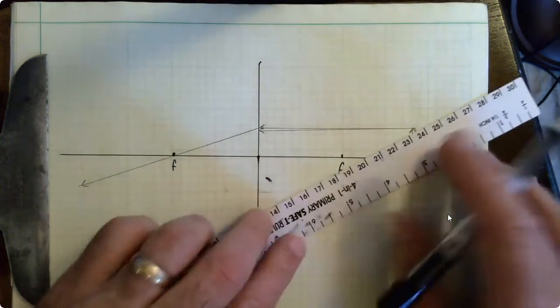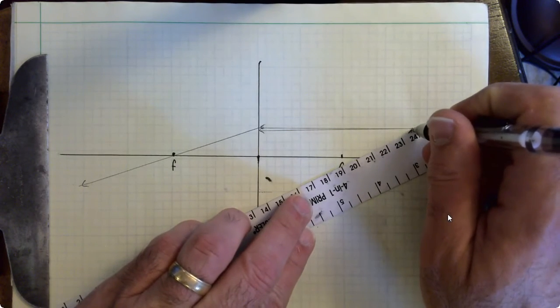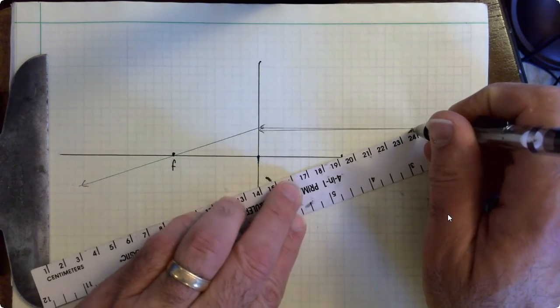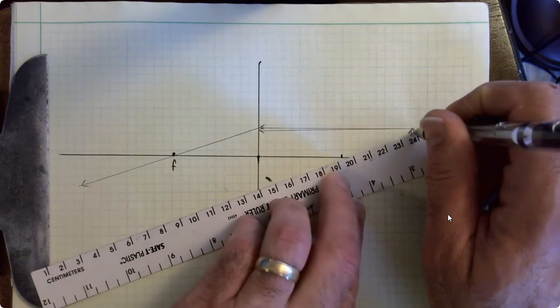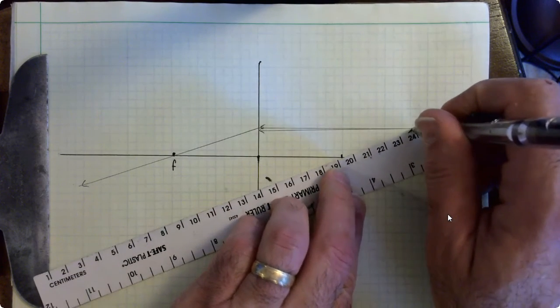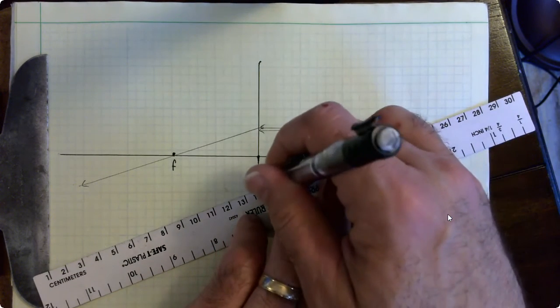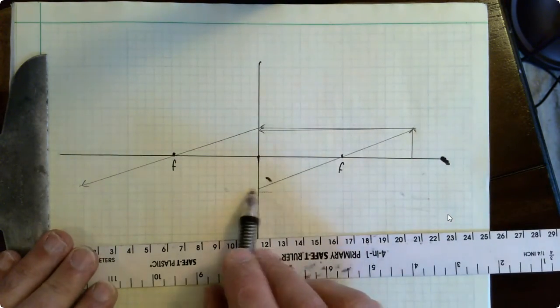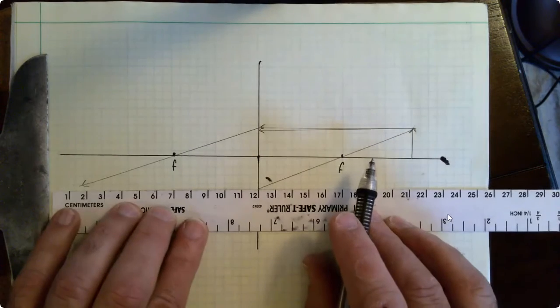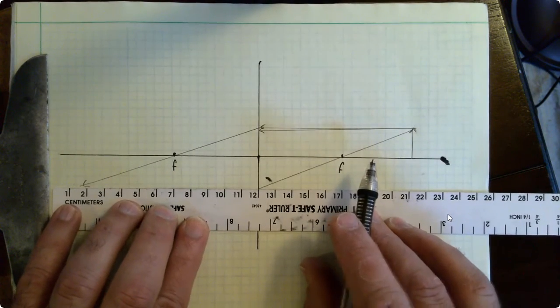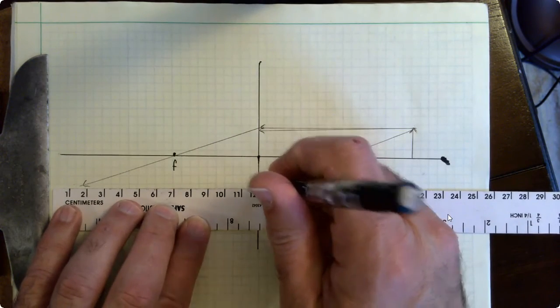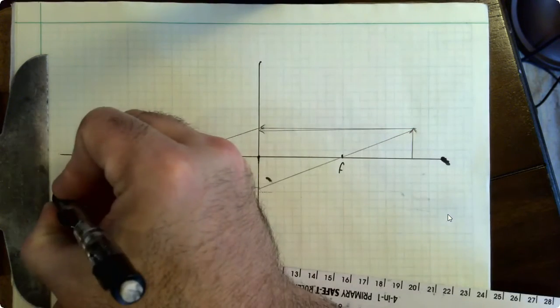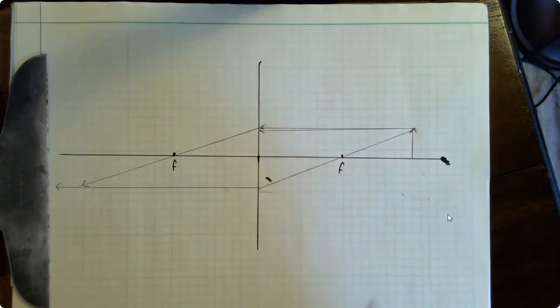Now, the other one is one that passes through the focal point on the near side of the lens. Here we go. And that one is going to be refracted out parallel to the principal axis. So it's going to do this. There we are. Now, again, this is kind of a reversal.